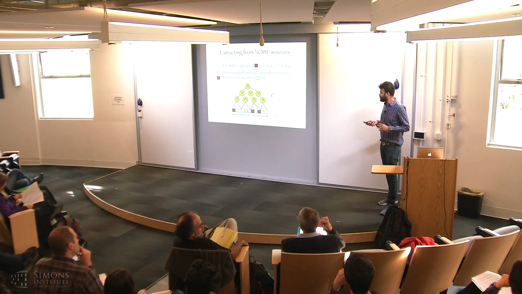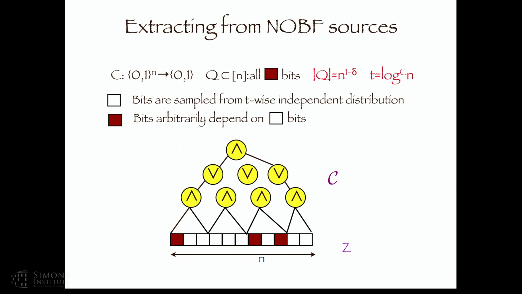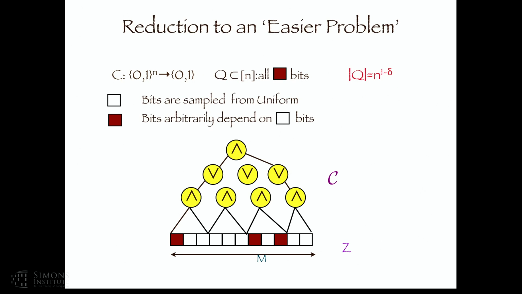Okay. So now you're trying to extract from these kinds of sources where these bits are t-wise independent. And the first step that we'll do here is translate into a slightly easier problem where we'll say that these white bits, instead of being t-wise independent, are actually uniform. This is a big step because there are n minus little o of n white bits, and they were only polylog-wise independent before. But we are saying it's enough to solve the problem when they're uniform.